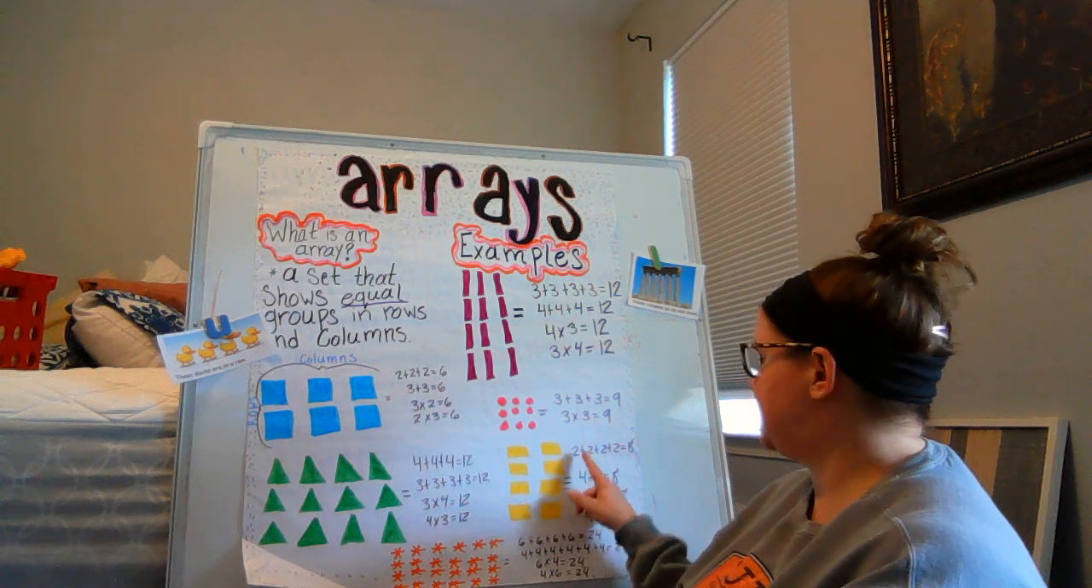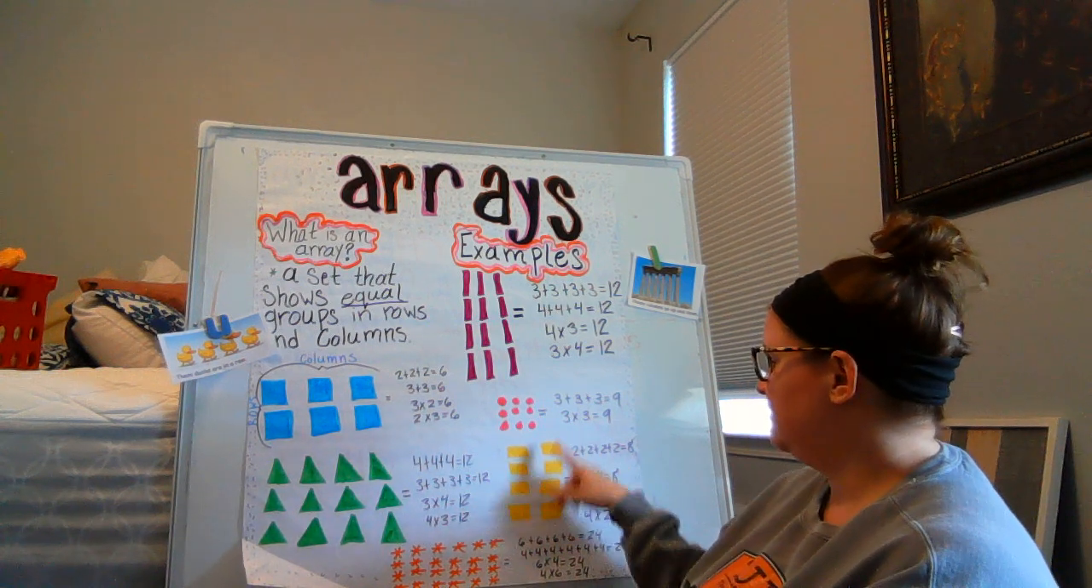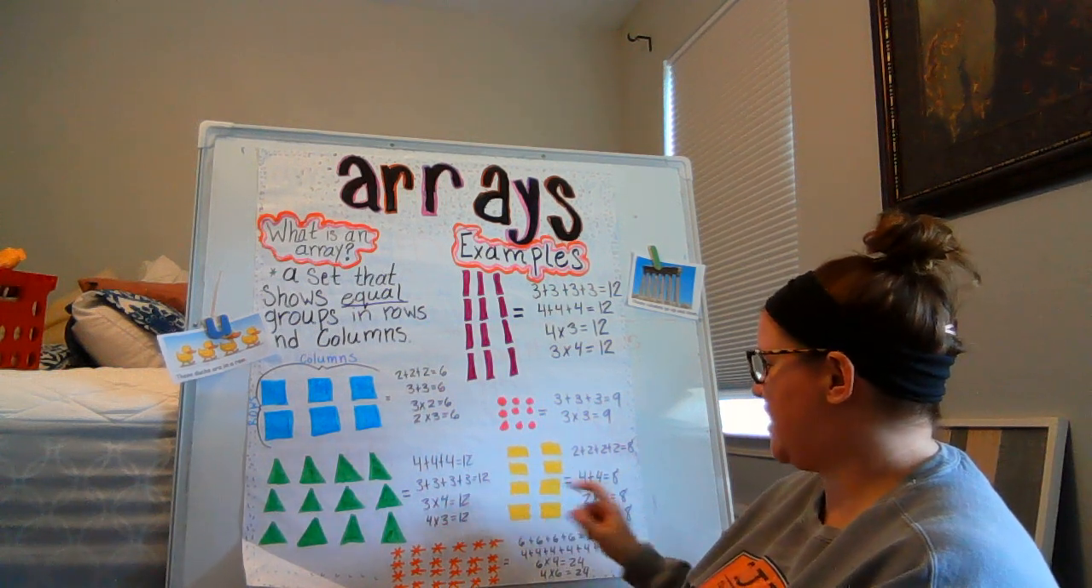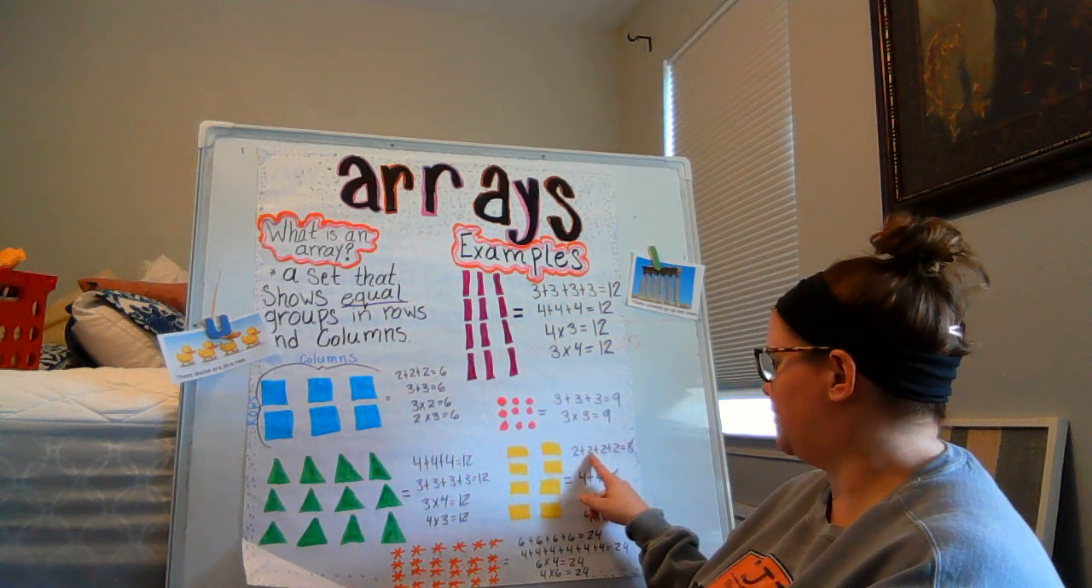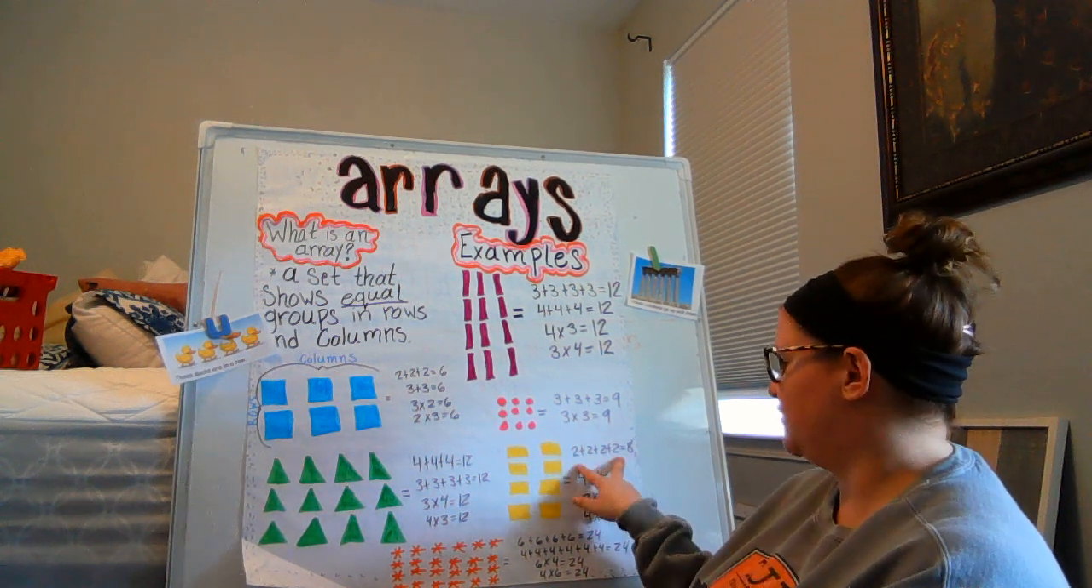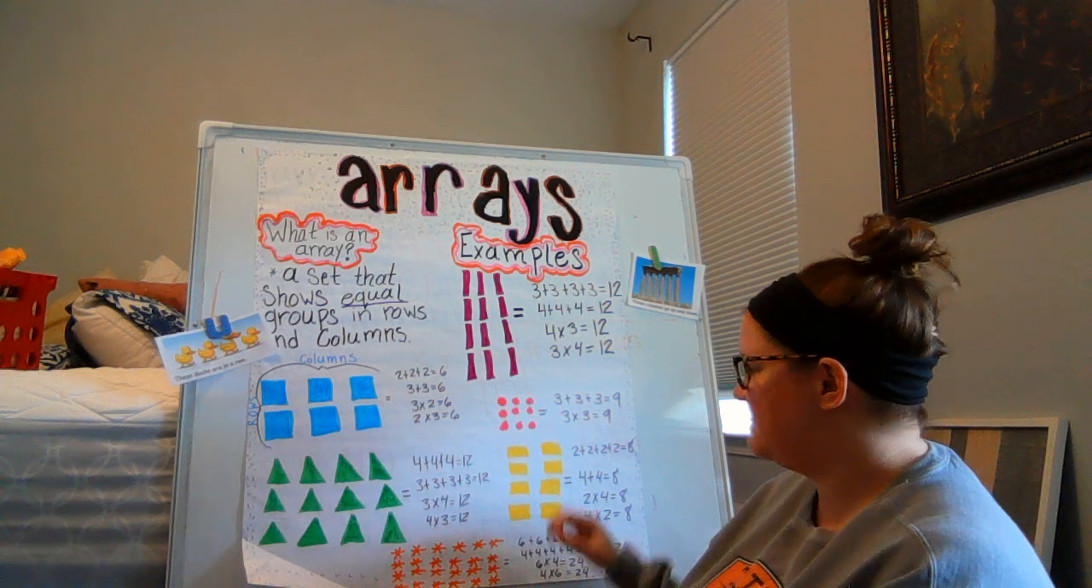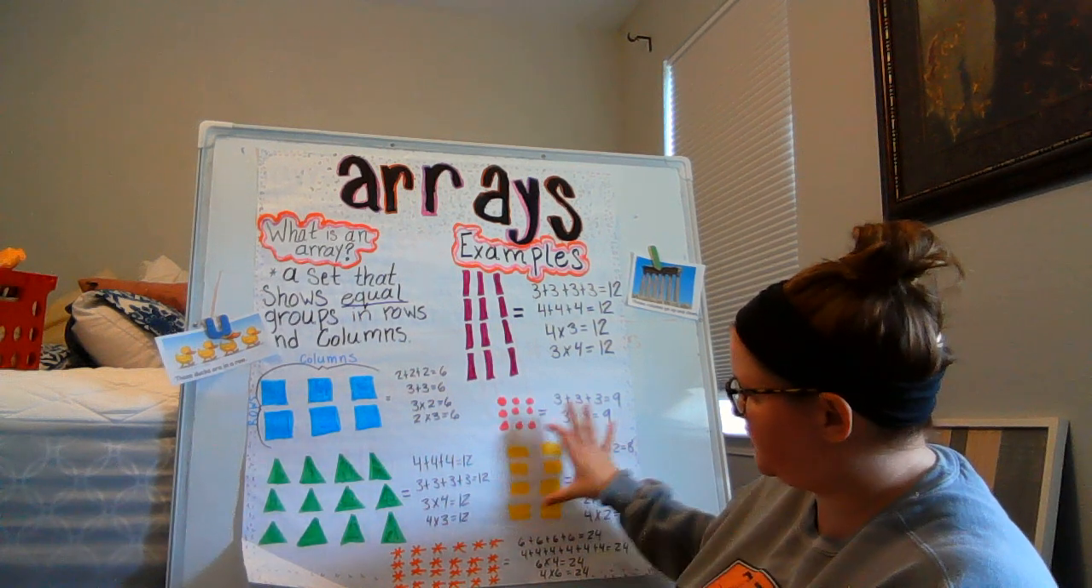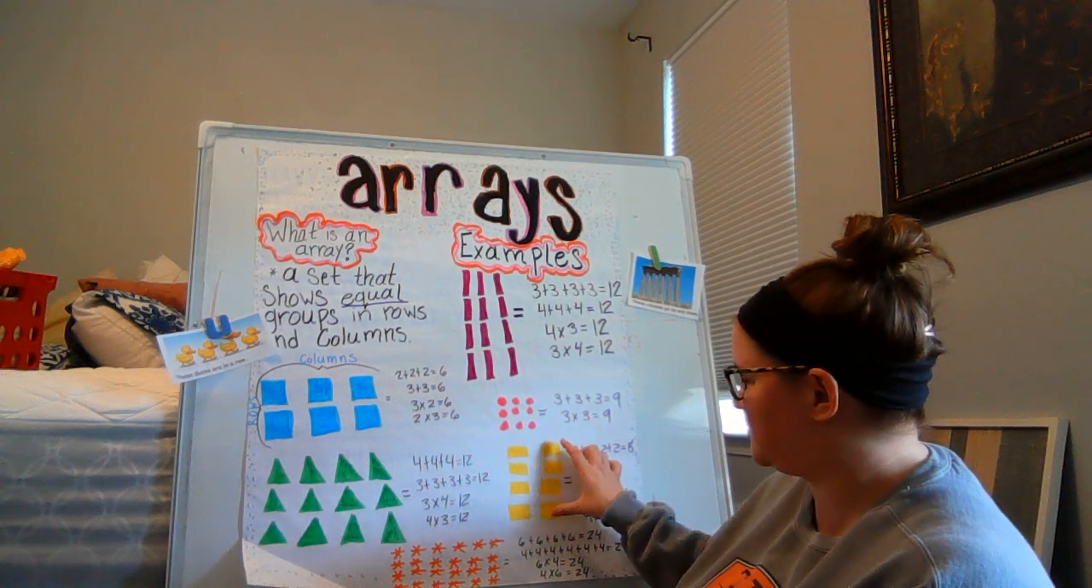So we would say 2, 4 times for each row. 2 plus 2 is 4. 2 plus 2 is 4. 4 and 4 is 8. Good job. So we have 2 columns and 4 in each column.